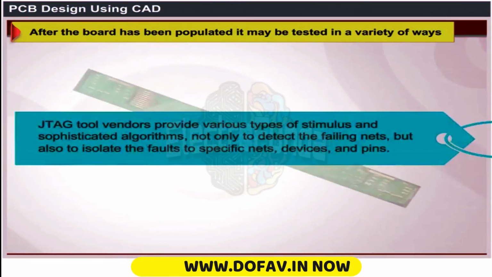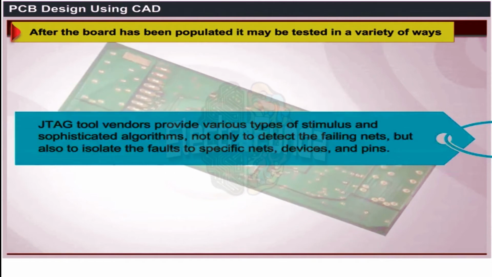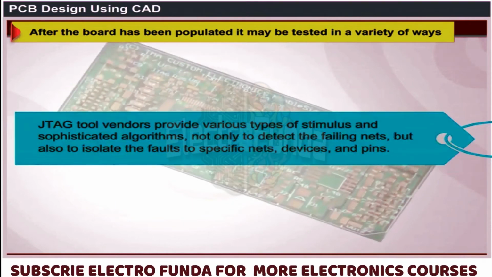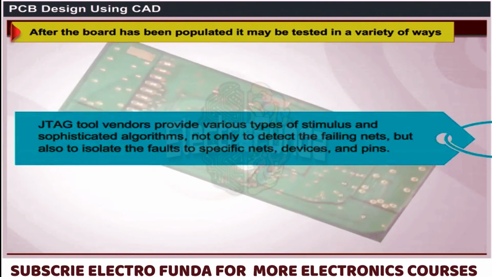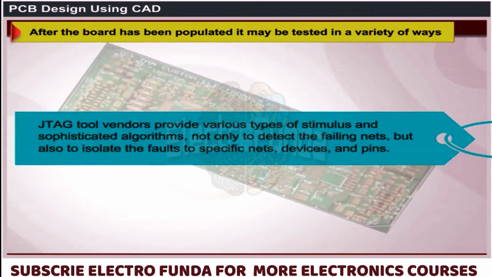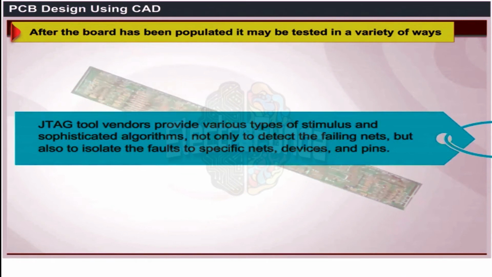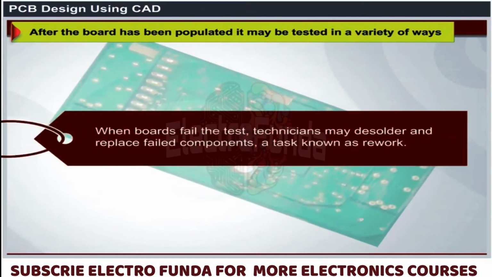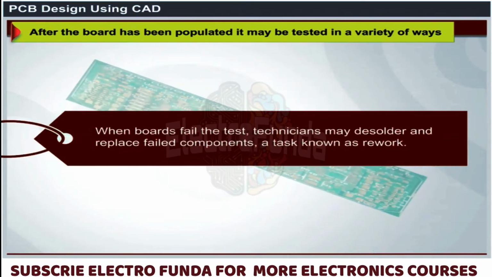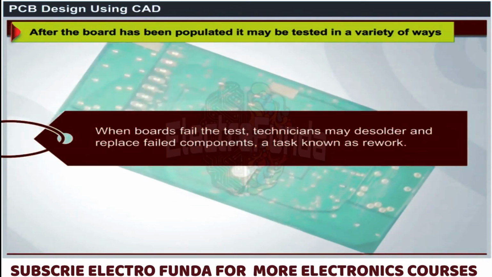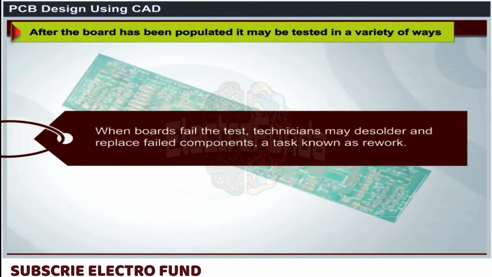JTAG tool vendors provide various types of stimulus and sophisticated algorithms, not only to detect the failing nets but also to isolate the faults to specific nets, devices and pins. When the boards fail the test, technicians may desolder and replace failed components, a task known as rework.